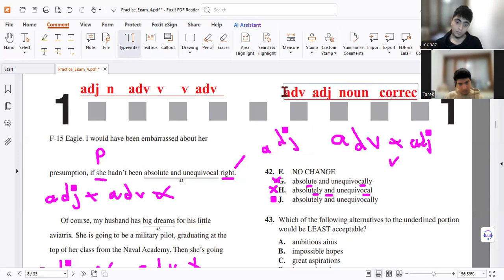So we need what? We need the adverb. Adjective. So when you find the adjective, we need adverbs. So J is correct. But why is it a trap? We test you, perhaps it modifies the pronoun. So if you read it, she hadn't been absolute and equivocal, right? So it's the adjective to that pronoun.